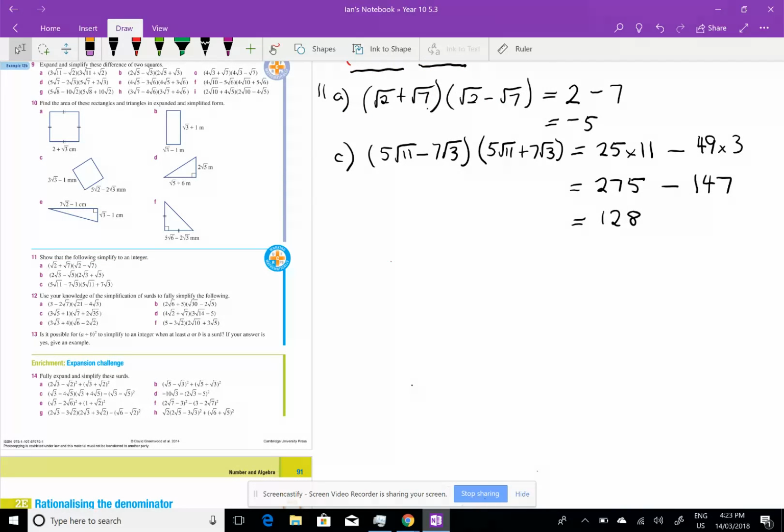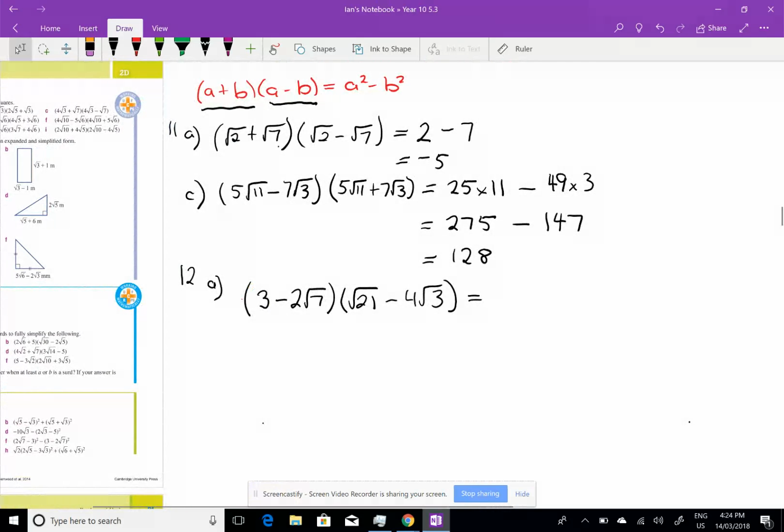Our second one, however, 12, is going to be just a normal binomial expansion. So I'm going to do 12a, and then I'm going to do 12f. So I've got 3 minus 2 root 7 times root 21 minus 4 root 3. Now, normally I wouldn't write all this out, but that's only because I've had lots of practice. You might need to write all this out when you do them. So I'm going to do my expansion, 3 times that and 3 times that. And I'm going to do minus 2 root 7 times that and minus 2 root 7 times that.